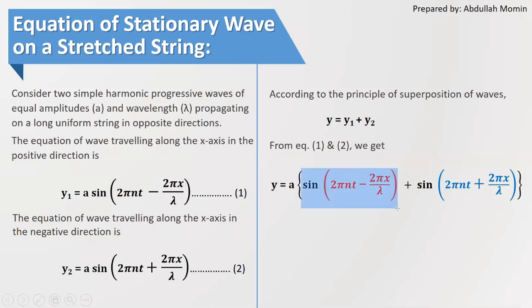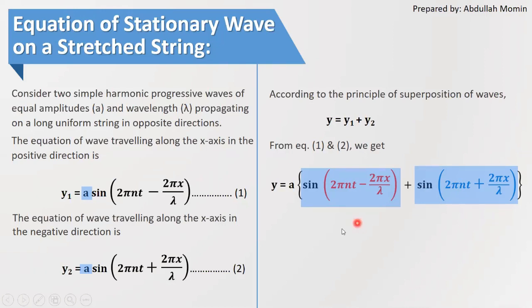This is the equation of y1. This is the equation of y2, and from equation 1 and equation 2 we have taken a common. That means a can be written outside the bracket, and inside the bracket this first term will be y1 and this second term will be y2.